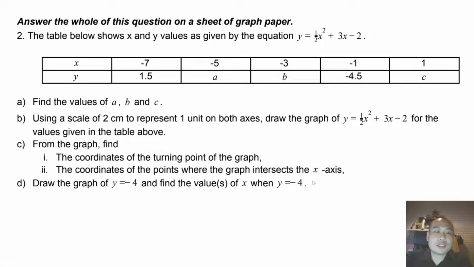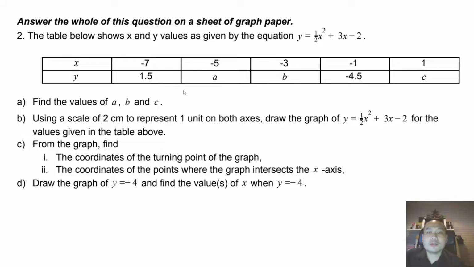So let's begin. Here's the question. This is a question on a quadratic graph. You're supposed to practice drawing a quadratic graph here. A table is given, and the function is given. The function is y equals half x squared plus 3x minus 2. And the table is here.